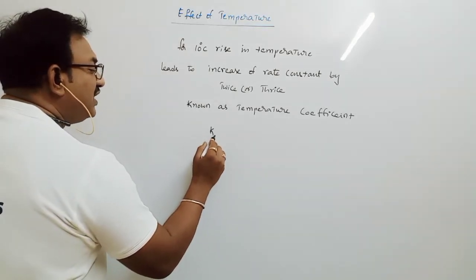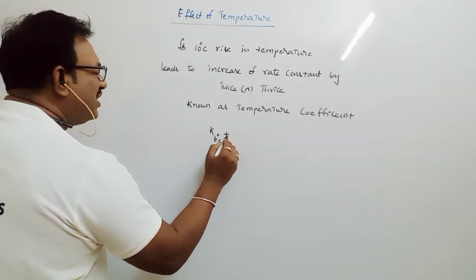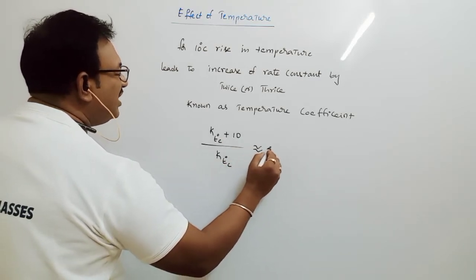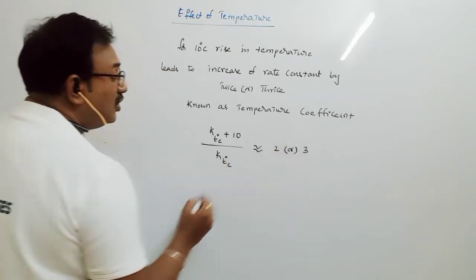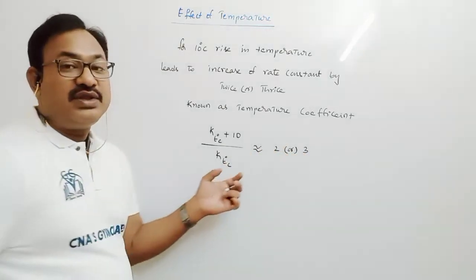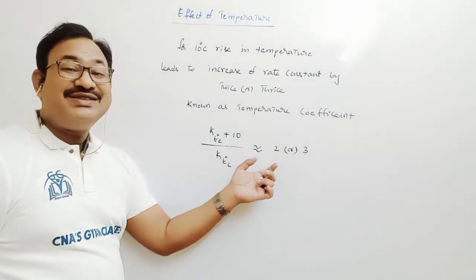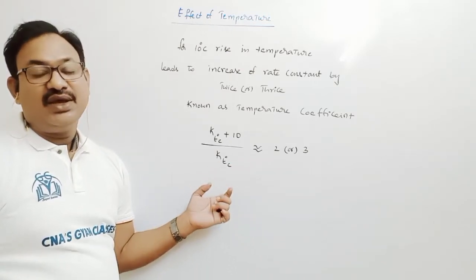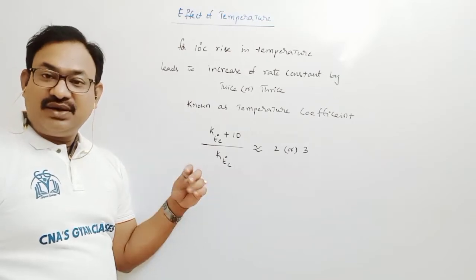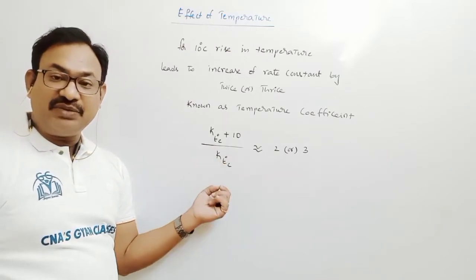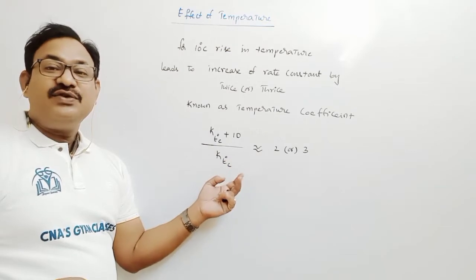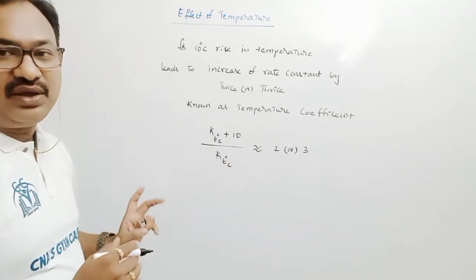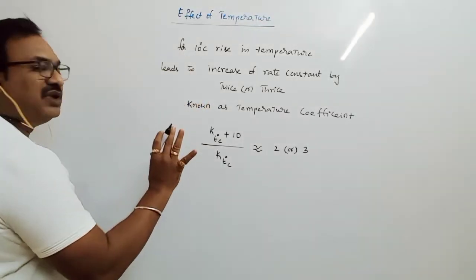So temperature coefficient can be written like this: K at T degrees centigrade plus 10 divided by K at T degrees centigrade is approximately equal to 2 or 3. So the temperature coefficient of reactions lies between 2 and 3. In most cases, by a 10 degrees centigrade rise in temperature, rate becomes twice. In few reactions, it is thrice. That's why we take 2 or 3, or in between 2 to 3. So this is about the temperature coefficient.